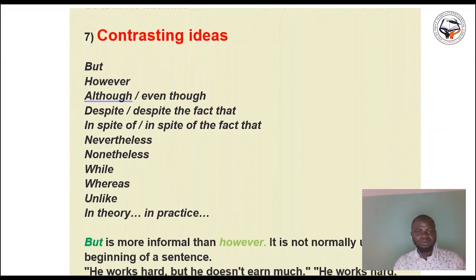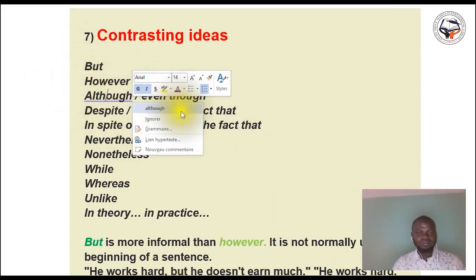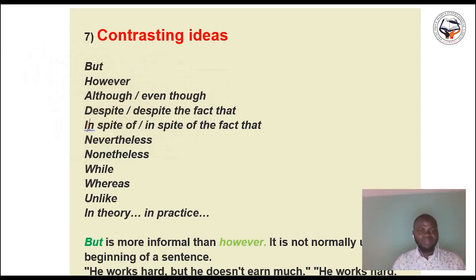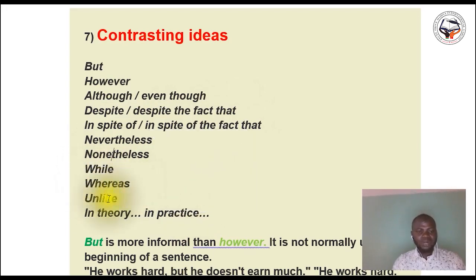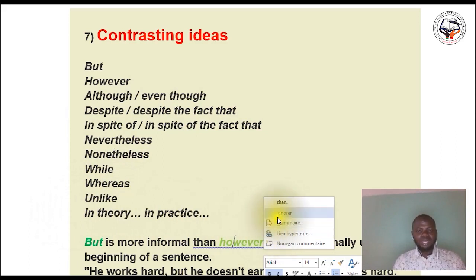In number seven, contrasting ideas. We have but, however, although, even though, despite the fact that, in spite of, in spite of the fact that, nevertheless, nonetheless, while, whereas, unlike, in theory, in practice.